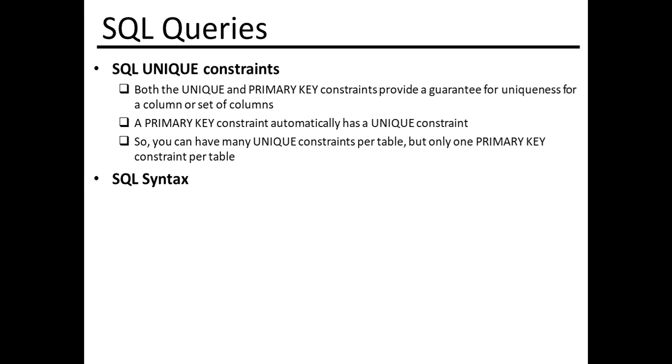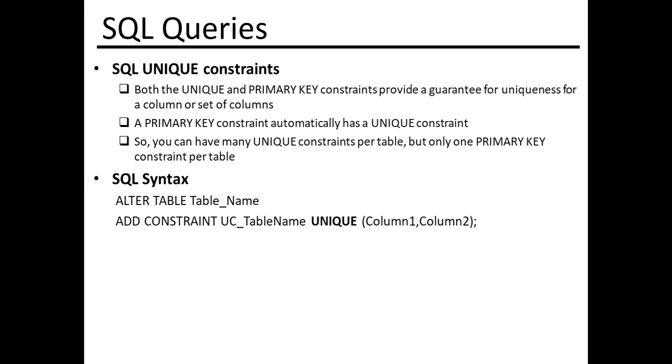SQL syntax. Alter table, then table name, add constraint, and then constraint name here. You see table name, unique keyword, and in the bracket we just want to use column 1 and column 2. So let's take a look in query window.